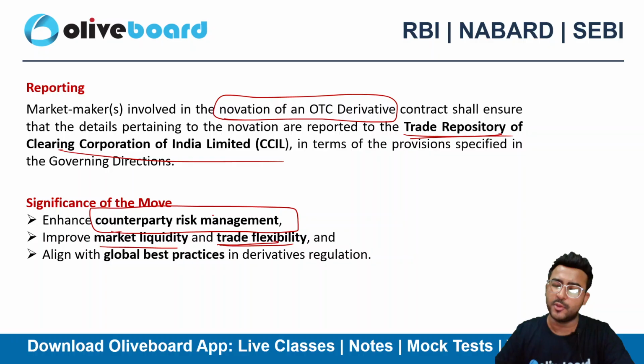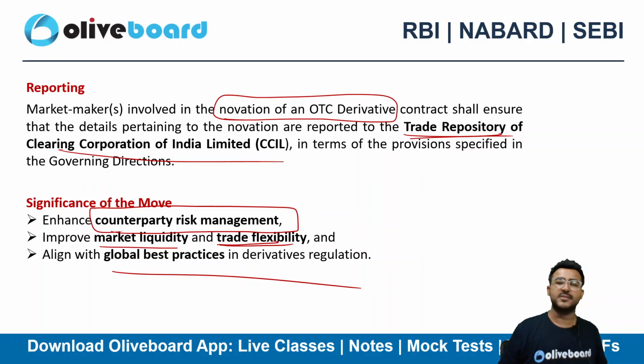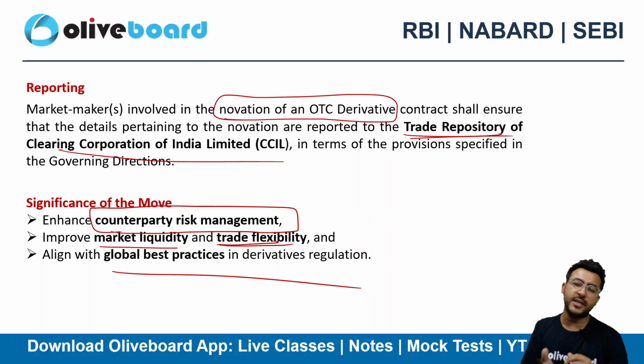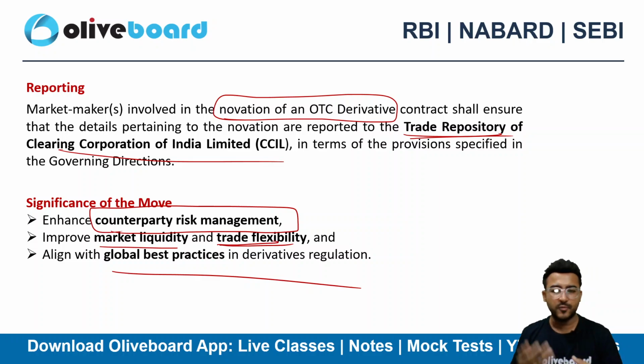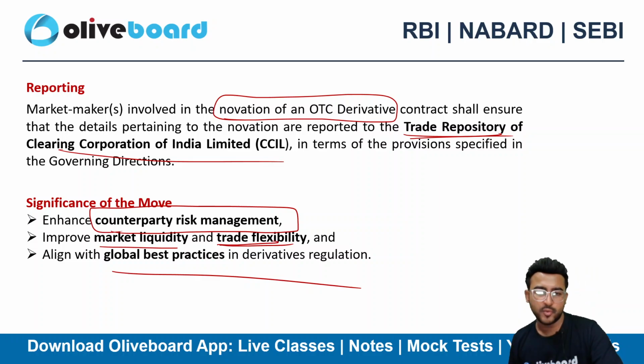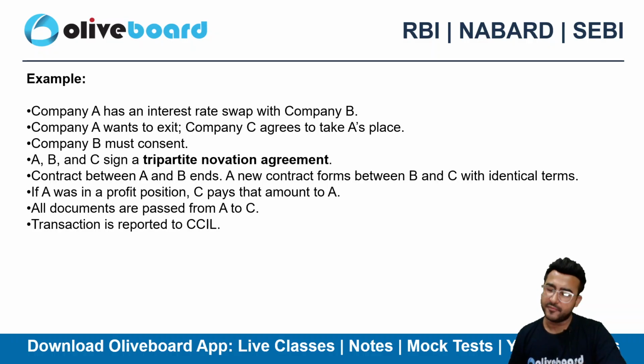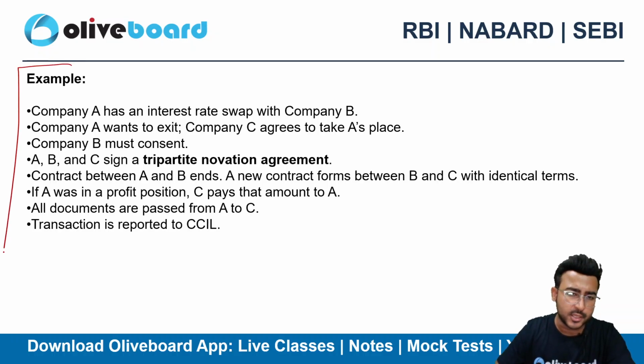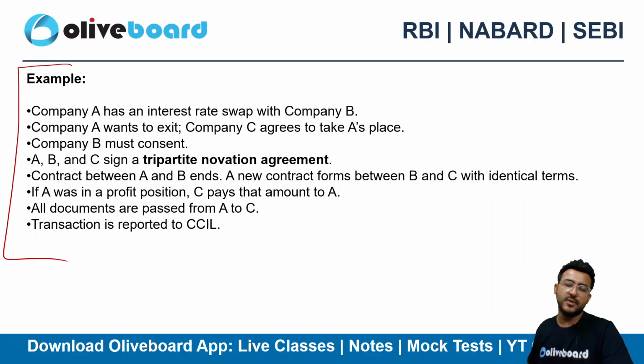There will be trade flexibility, anyone can enter the contract at any time, anyone can leave. And global best practices, because in the matured financial markets this particular concept of novation is already there. In India we are still having a developing financial market, so we have also followed the global best practices here, right? I have given an example as well of novation here. Later on you can check this example as well for better understanding.